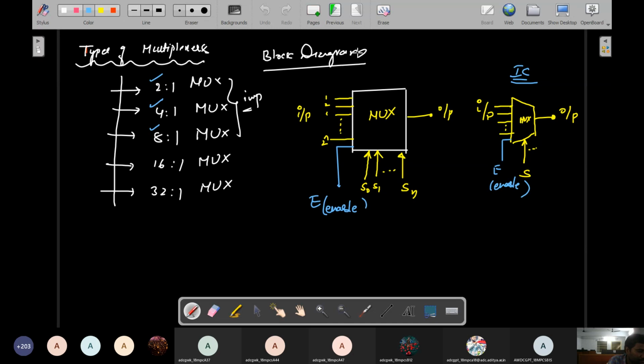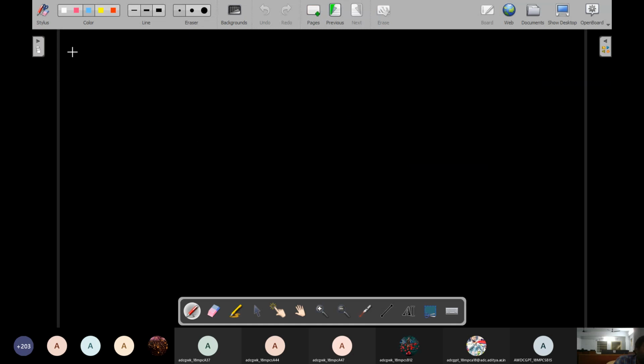So moving on to the next question. Okay, so that is the answer. The first example I'll explain is the 2:1 multiplexer on the next page. Please note, everybody. I'll move to the next page.